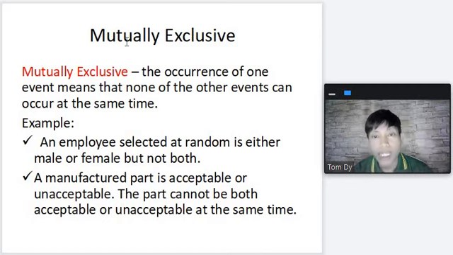Now, that is an example of mutually exclusive events. None of the other events can occur at the same time.